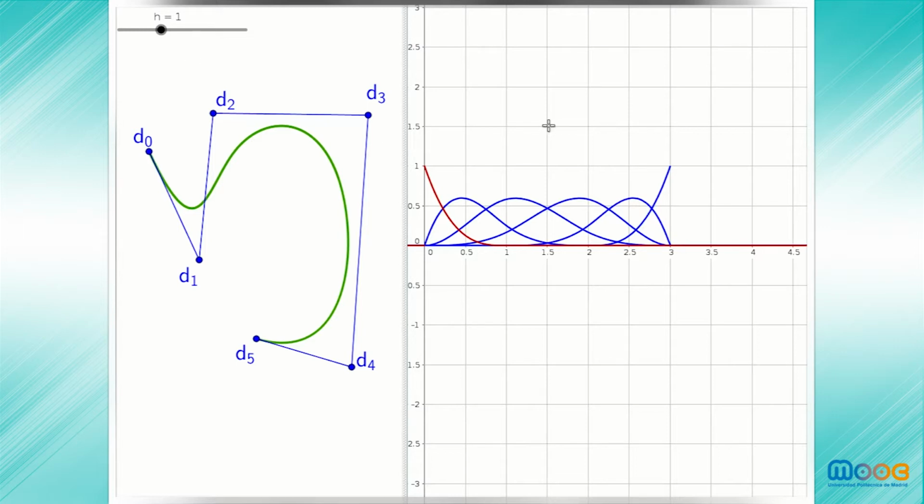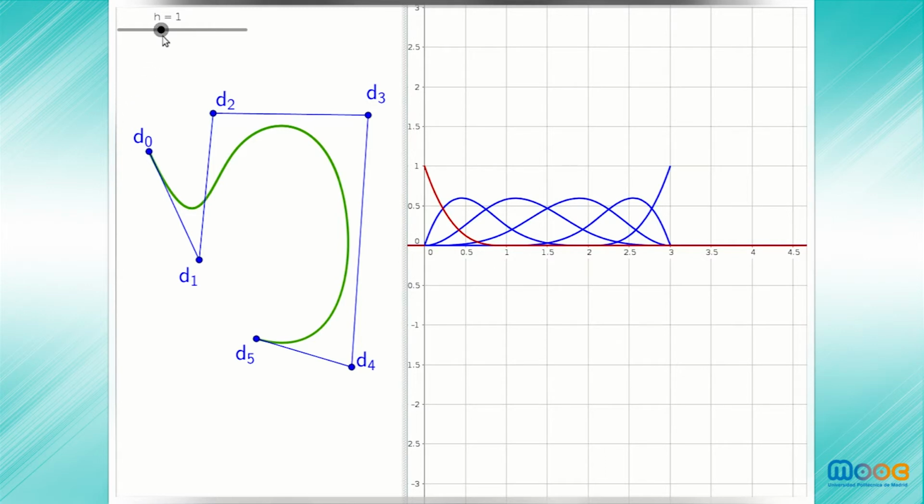On the right-hand side, we see the basis functions that compose the B-spline curve. We mark in red the basis function that corresponds to the first control vertex. This function is positive in the interval 0, 1 and is 0 outside that interval.